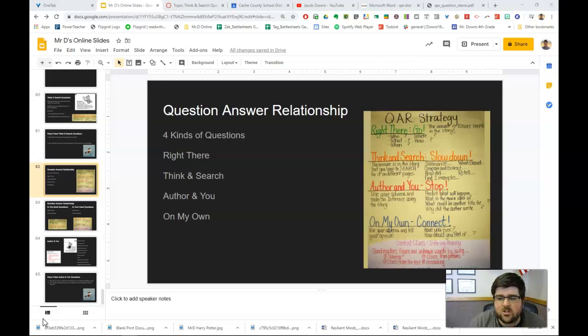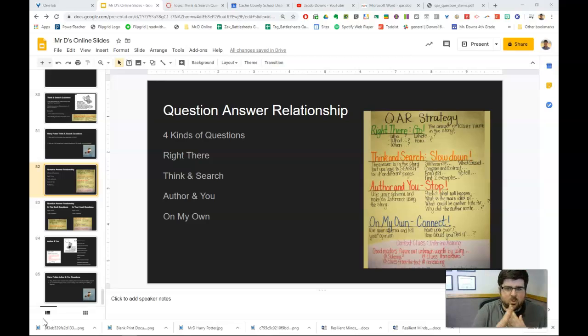We're talking about question and answer relationships, meaning that there are four different types of questions. The questions we've been working on the last 2 days: on Tuesday, we did questions that are right there, questions that you can find directly in the text. And then yesterday we looked at think and search questions, which take a little bit of work. You have to use information across different pages to piece it together to find the answer.